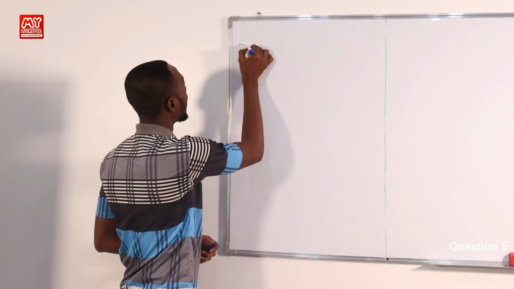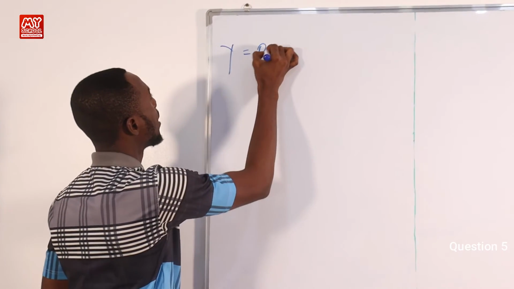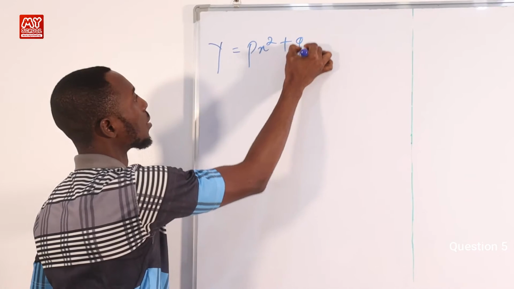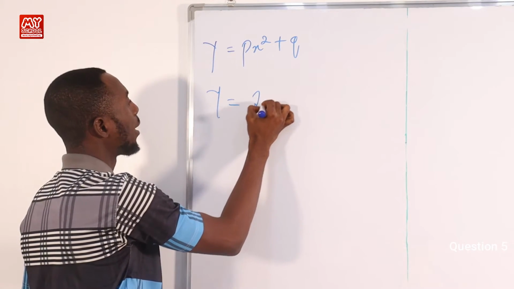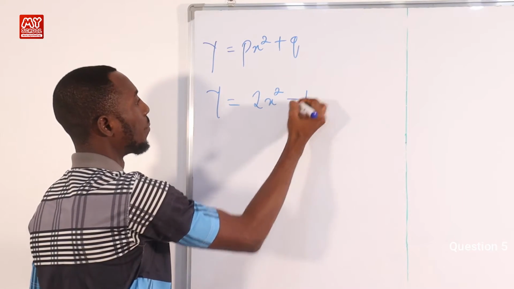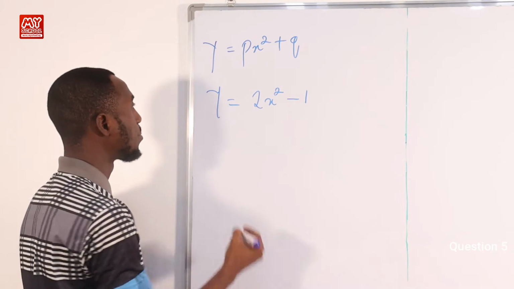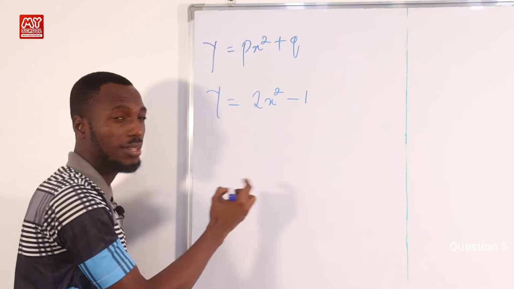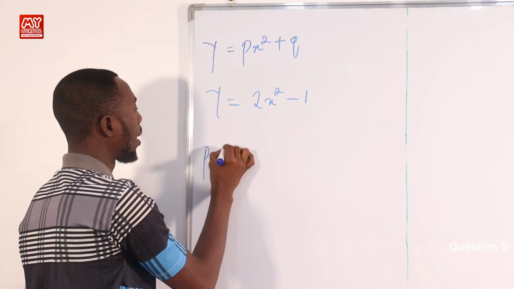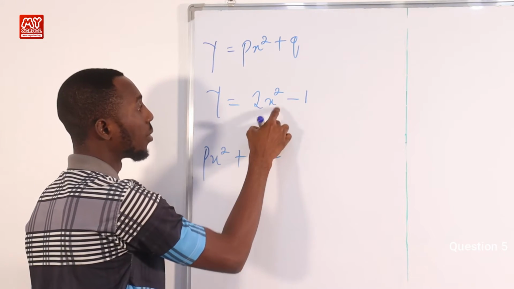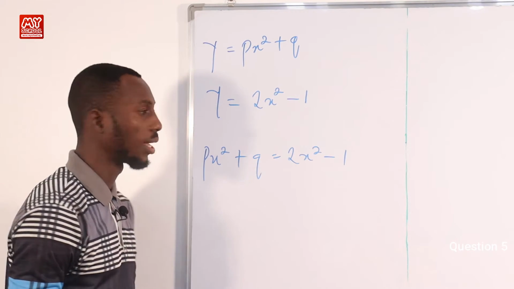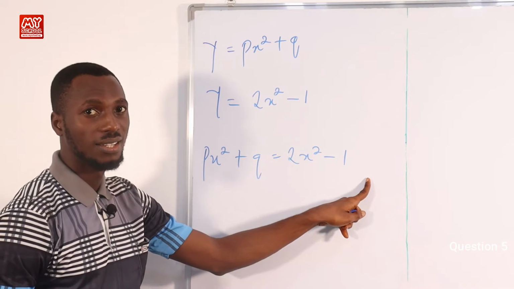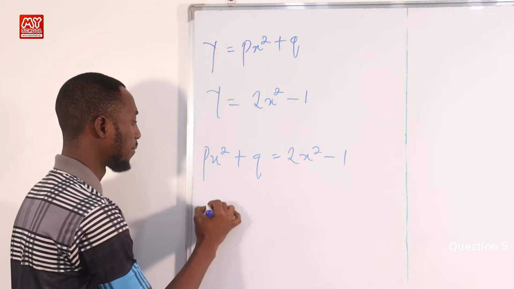So the first graph, we have y equals px squared plus q. The second graph, we have y equals 2x squared minus 1. So let's bring them together. This equals this. So we have px squared plus q equals 2x squared minus 1. So if this q goes outside, it becomes negative.